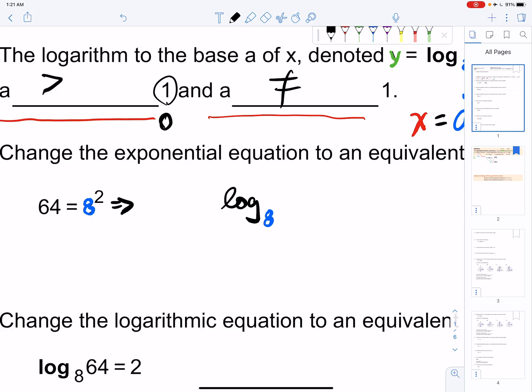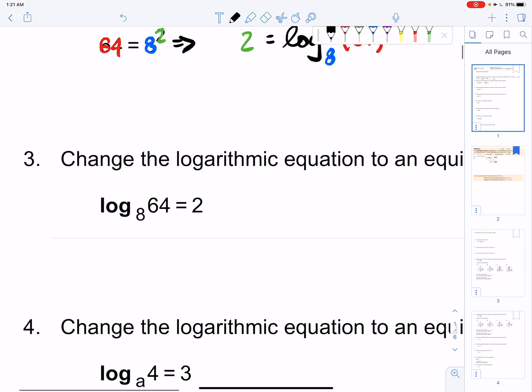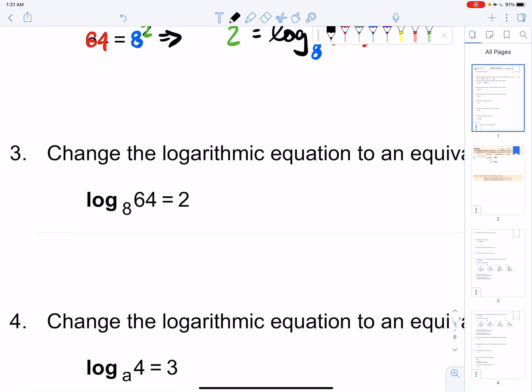And then what's our argument? Let's see. So now we've got 64. And it all equals the exponent. Okay. So 2 equals log base 8 of 64. Let's do it again here. Like I said, I always like to start.